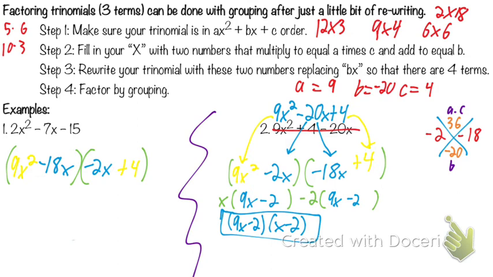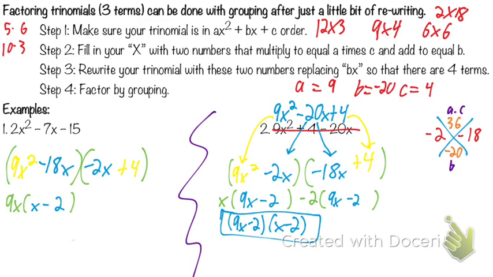What would be our GCF of 9x squared minus 18x? It's a little bit different now. What goes into 9 and 18? 3 does, but 9 is even bigger. So we're going to pull out a 9x. And what are we left with? X minus 2.